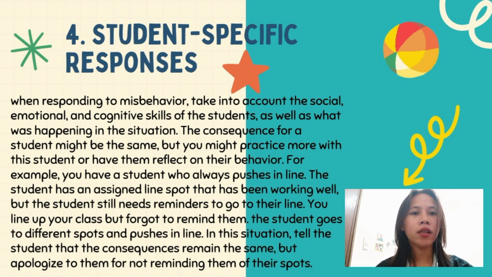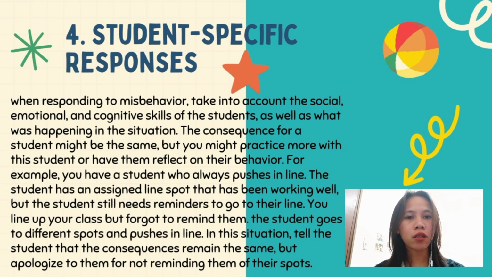For example, imagine a student who frequently pushes in line because they struggle with impulse control. While the consequence, for example sitting out for a few minutes, remains the same, you might also choose to practice proper lining up behavior with that student more often. Additionally, if you forget to remind the student about their assigned line spot, acknowledging your oversight can demonstrate fairness while still maintaining the consequence.